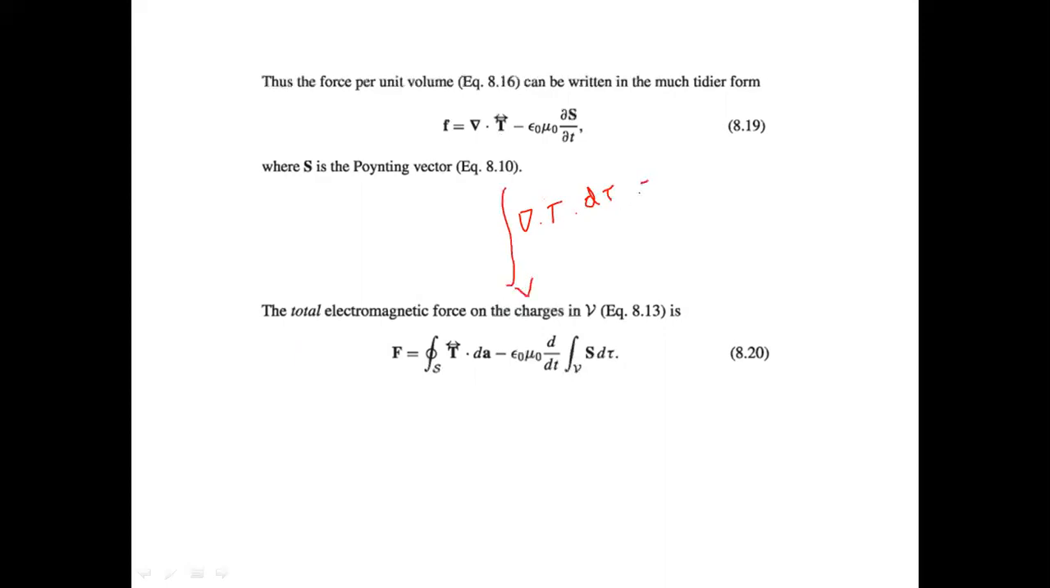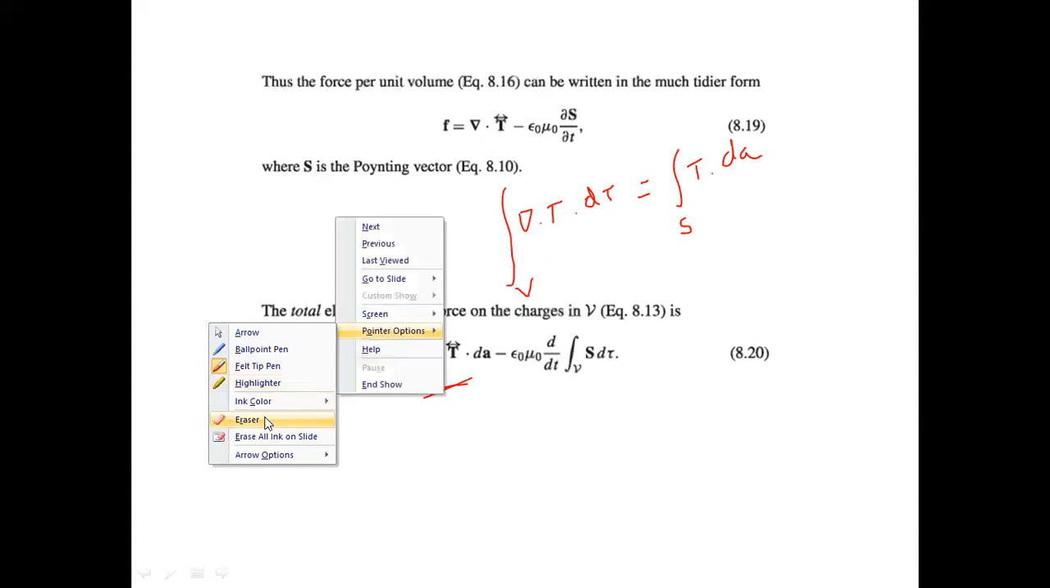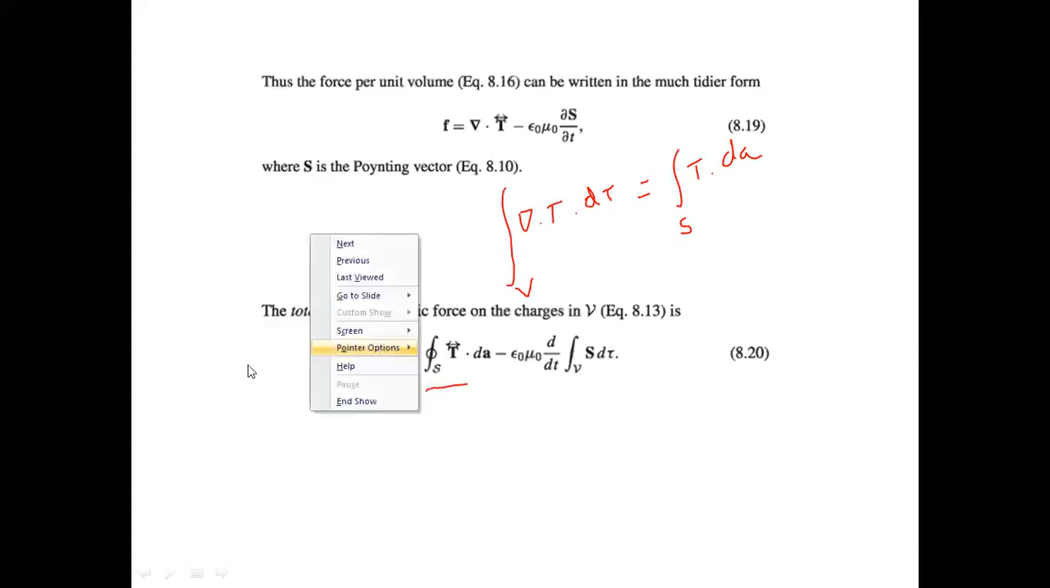can be written out as T dot dA as a surface integral. This is a divergence here. So that's what we've done here. And now we've got the total electromagnetic force. We integrate this with respect to the volume, take the derivative outside, and integrate with respect to the volume. The rest is the Poynting vector.